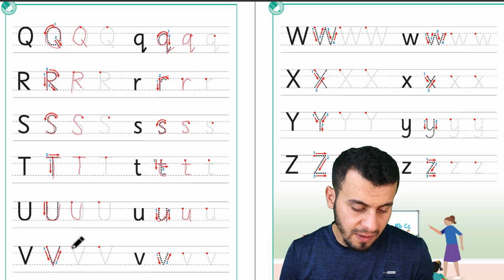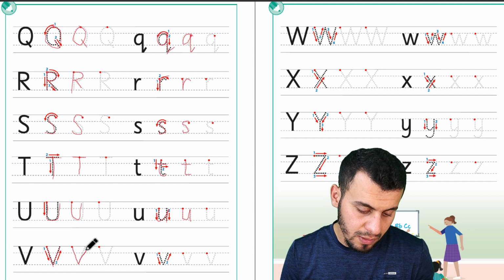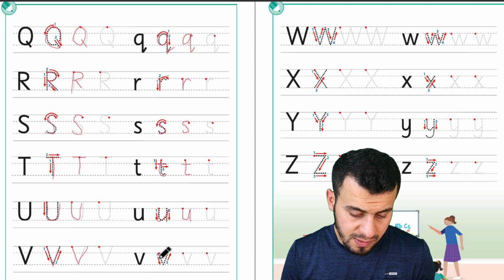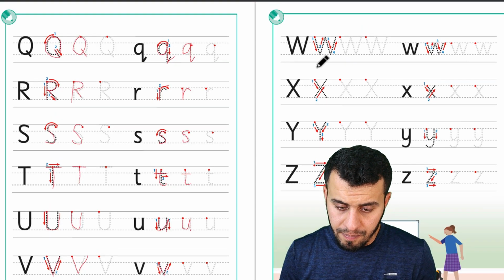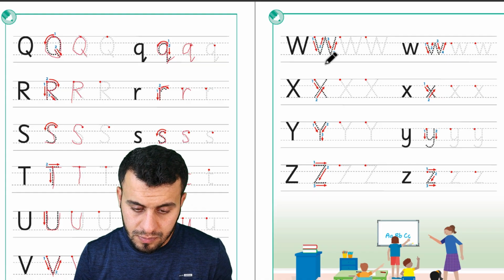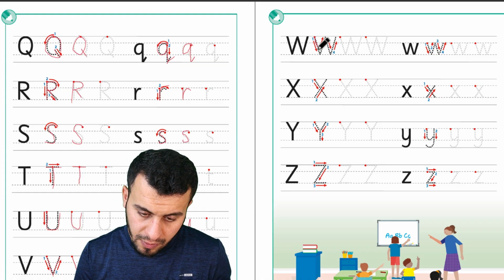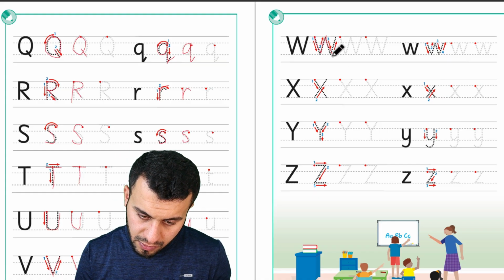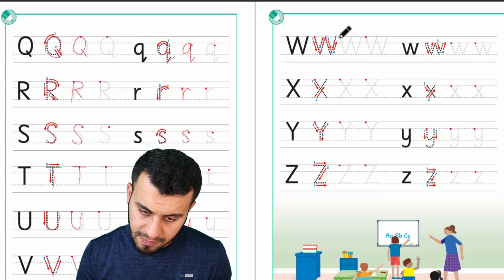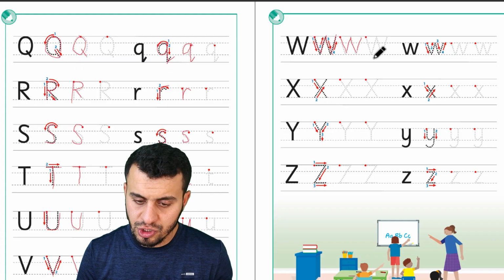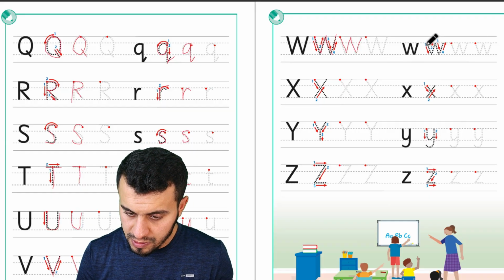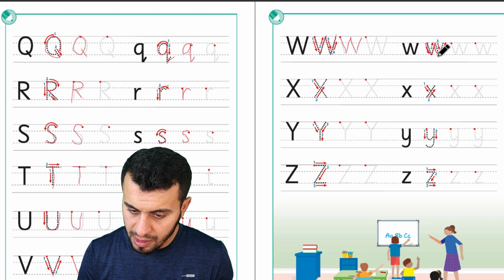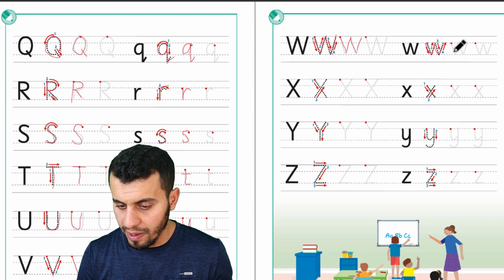V, capital V, you come down this way. Yeah. The only difference is that the small v is smaller, the capital V is bigger. Okay. W. You come down, go up, come down, go up, like that. Like a zigzag. You come down, up, down, up. Just like a zigzag shape. The W, small w, is the same zigzag but in a smaller way.